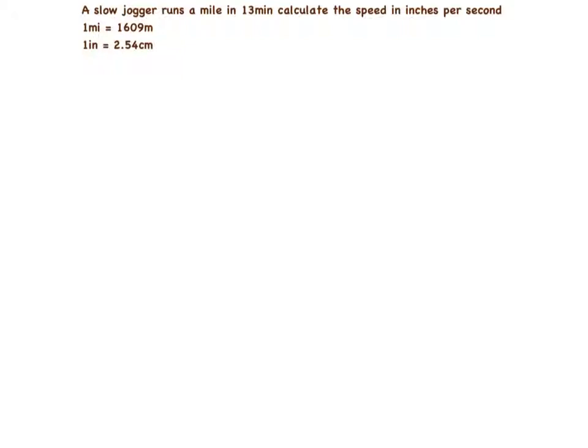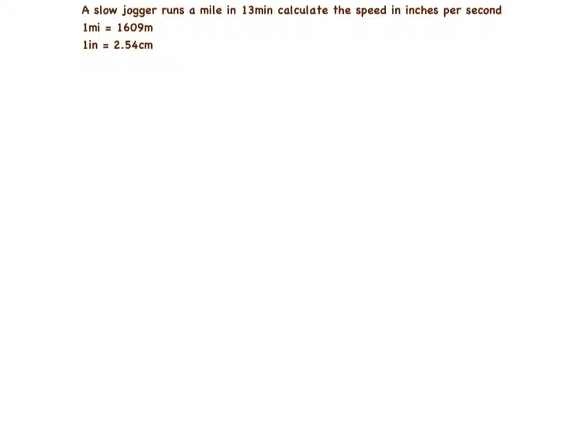Okay, so we had time to do one more problem. And this one looks like a pretty tough problem right here. So a slow jogger runs a mile in 13 minutes. Calculate the speed in inches per second. And then they give you some conversion factors right here: 1 mile is equal to 1609 meters, and 1 inch is equal to 2.54 centimeters. Okay, so yeah, this looks like a tough one. Let's see what we got here.